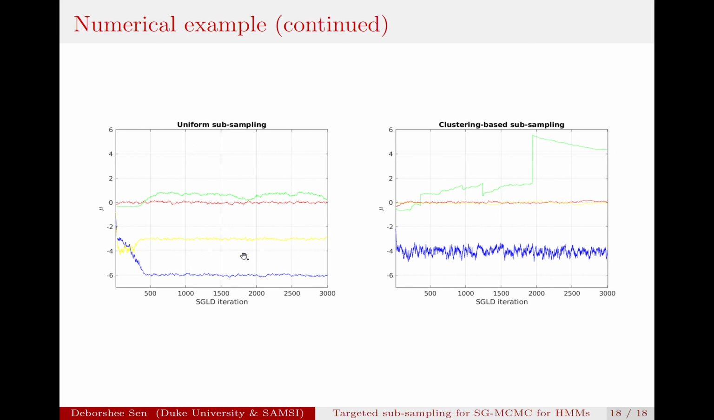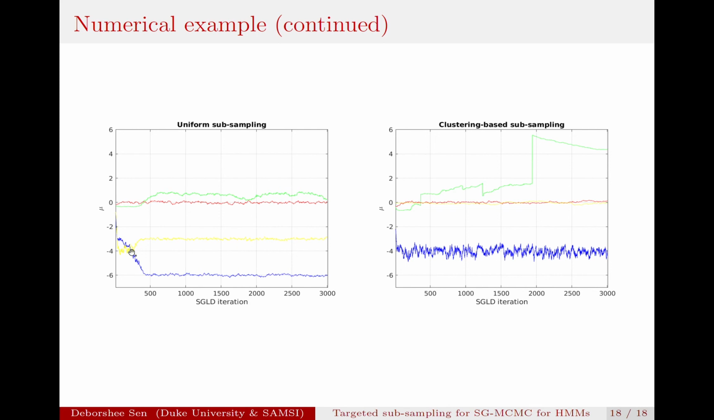For uniform subsampling, what happens is that it is basically not able to recognize that there are 4 states. It doesn't know that there is something going on at 4. But the clustering based subsampling eventually gets there. It kind of knows that there is something going on at 4, and it eventually moves to that point.